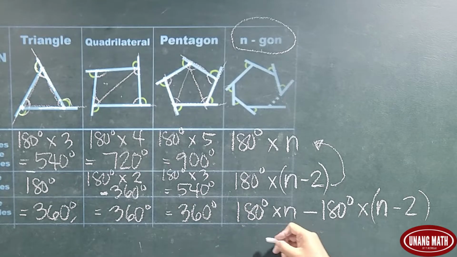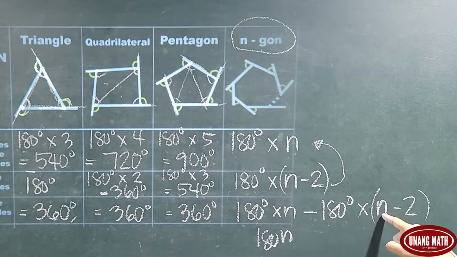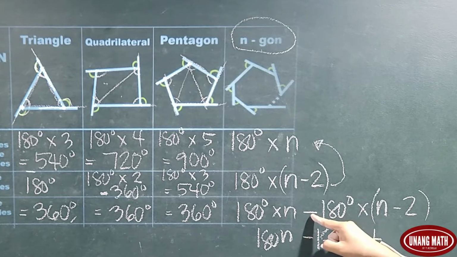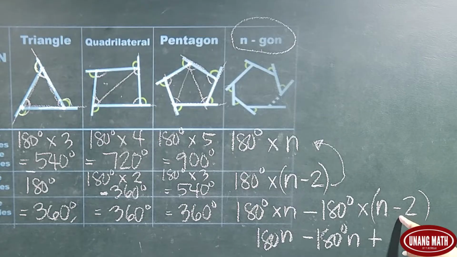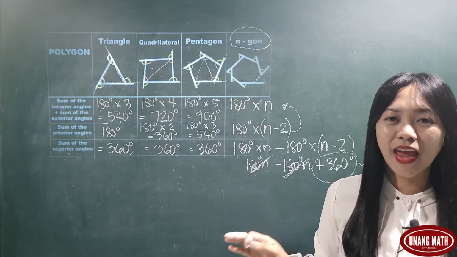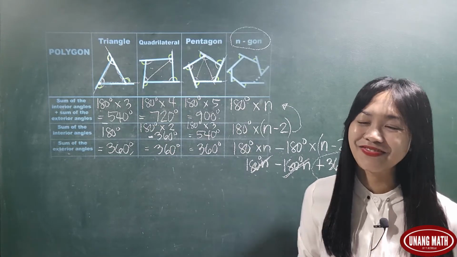Okay, if we simplify, this is 180n. Negative 180 degrees times n is negative 180 degrees n. And this is plus negative 180 times negative 2, which is going to be positive 360 degrees. So plus 360 degrees. 180 degrees n minus 180 degrees n is 0, so we cancel this one, and then we are just left with 360 degrees. That's why the sum of the exterior angles of any polygon is equal to 360 degrees.